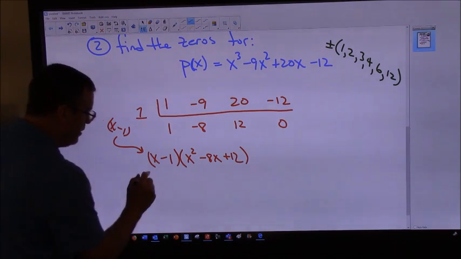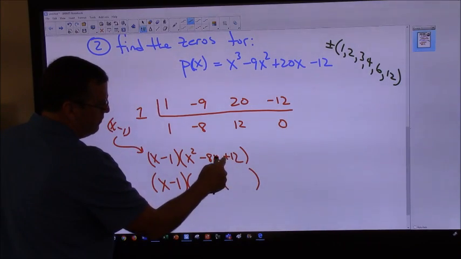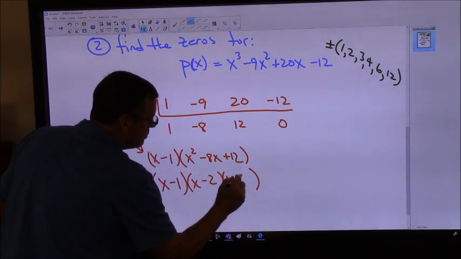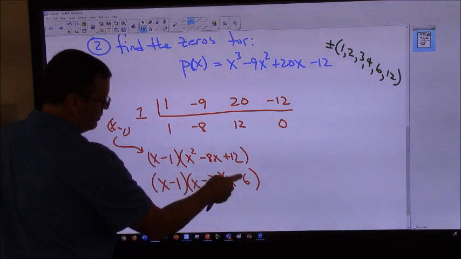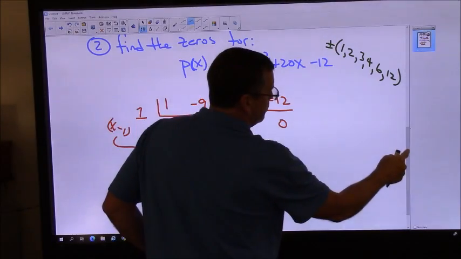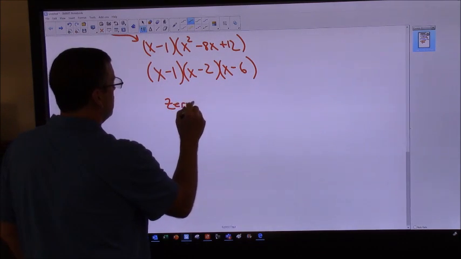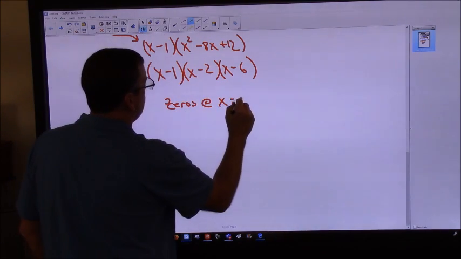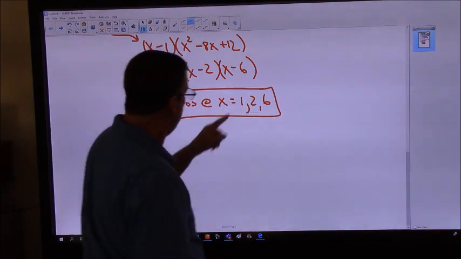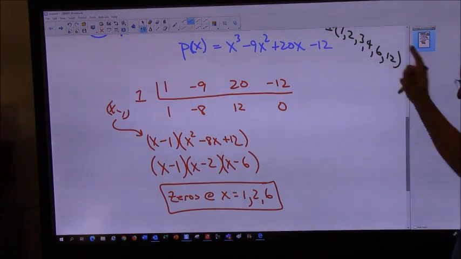Okay, that works. So I've got x minus 1, 2 numbers you multiply to get 12 and add to get a -8. It's got to be x minus 2 and x minus 6. Okay, -6x minus 2x, that adds up to a -8x. And there's my zeros. So I've got zeros at x equals 1, 2, and 6. Okay, and notice those were in my list. Those were some of the numbers that we said would work if something's going to work.